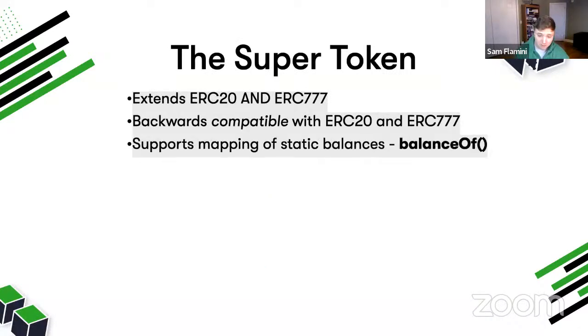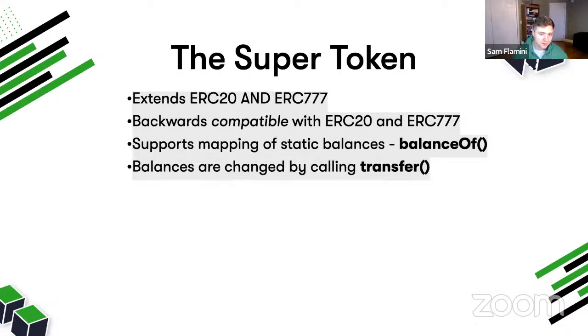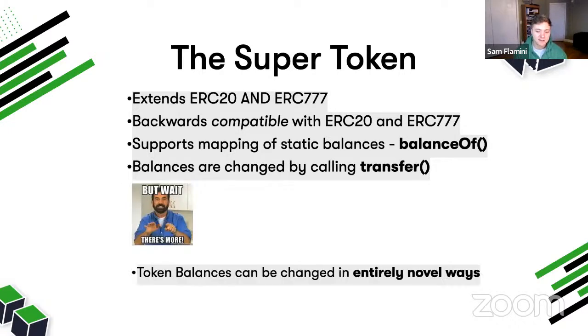It supports a mapping of static balances, just like the ERC20 does, right? Balances are changed by calling transfer. You can just do a discrete transfer still if you want to. All that stuff that you normally get on the ERC20, you can do, but there's more, right? And the cool thing is that token balances can be changed in these novel ways. And I'll walk through how that's possible in a bit.